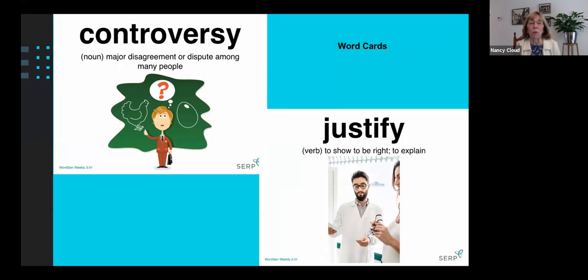They also offer you word cards. And I have to admit, to develop word cards for words like this is really difficult, but I did want to show you that, like for controversy, notice that this picture is, which came first, the chicken or the egg? Well, what if kids don't understand that when they look at the picture?